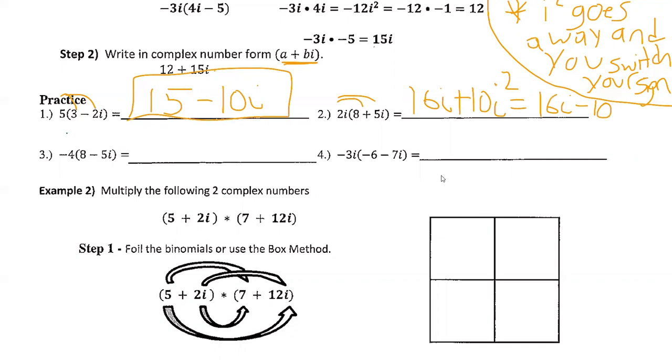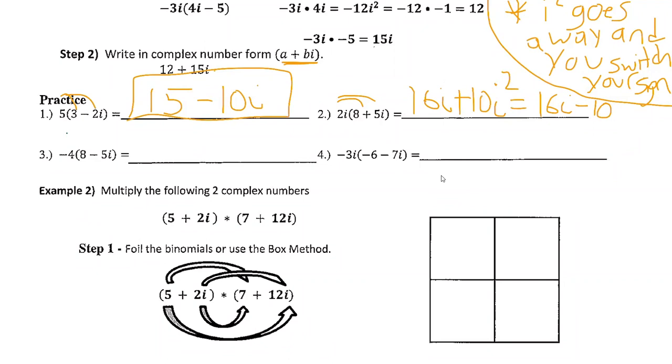Because really what you're doing is replacing this i squared with a -1. 10 times -1 would be -10. But you don't need to write that if you understand what I say. The i squared goes away, switches your sign.